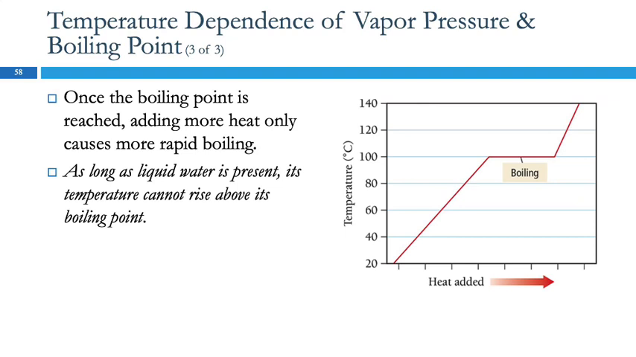If you want your water to boil at a higher temperature, then you have to have pressure above it. So the water will continue to boil without increasing in temperature until all the water has gone into the gas state, and then the temperature of the gas can go up.